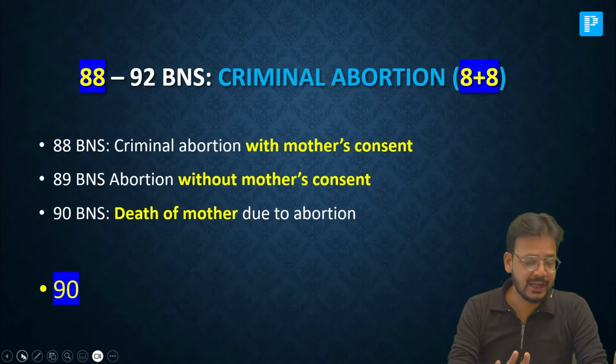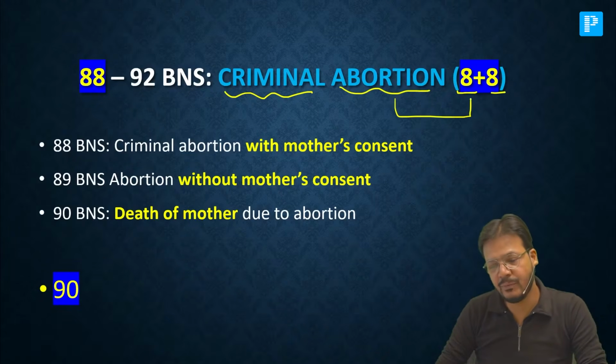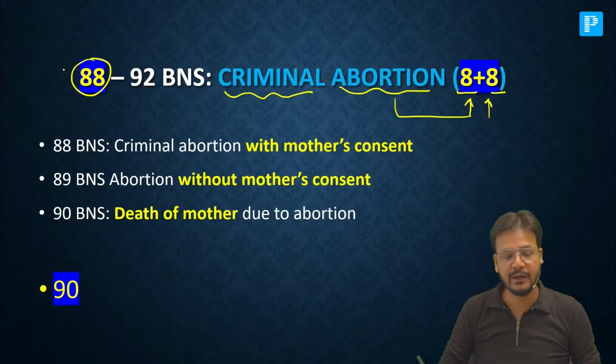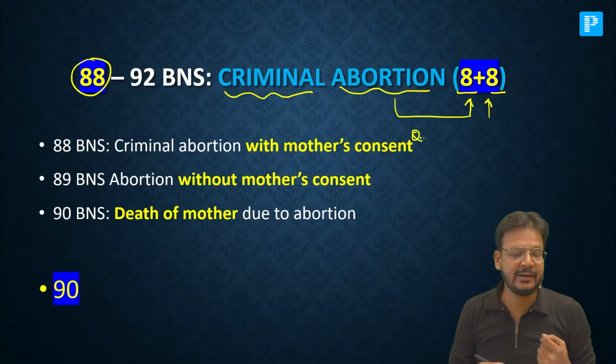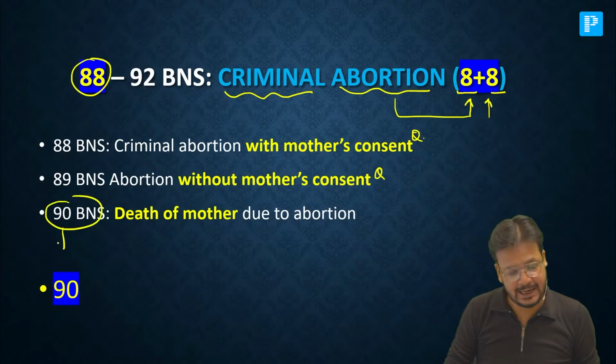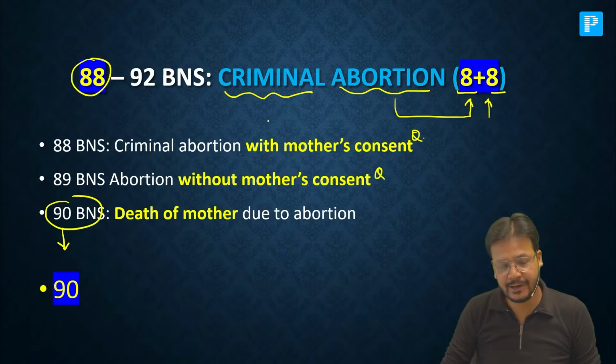Criminal abortion, my dear friend: criminal has 8 letters and abortion has 8 letters. So criminal abortion will start with 88. Criminal abortion starts with 88, with mother's consent 88, without mother's consent 89, and death of mother 90. So that's a very wonderful trick I have made for you. Criminal has 8 letters, and abortion has 8 letters, 88.